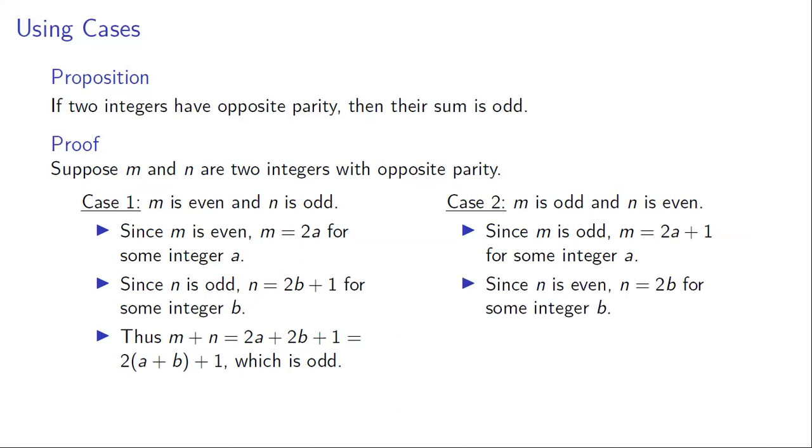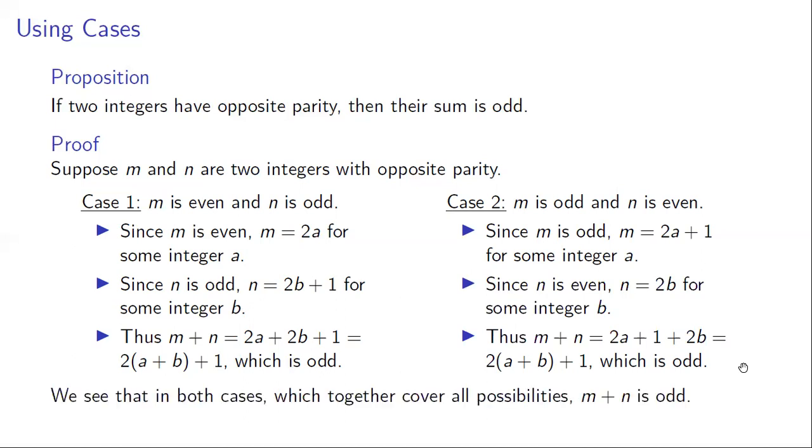Since n is even, n is equal to 2b for some integer b. Now, what is m plus n? Thus, m plus n is equal to 2a plus 1 plus 2b. Well, this can be written as 2 times a plus b plus 1, which is odd.